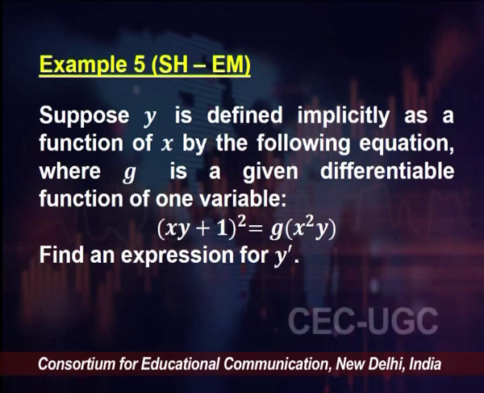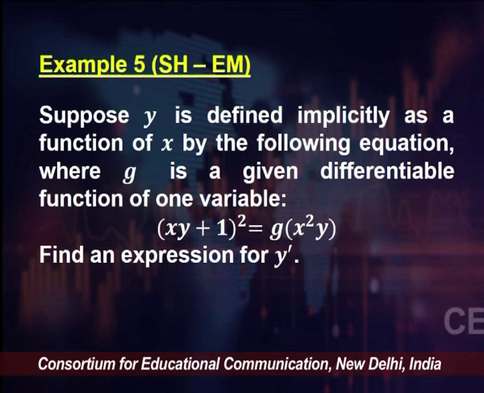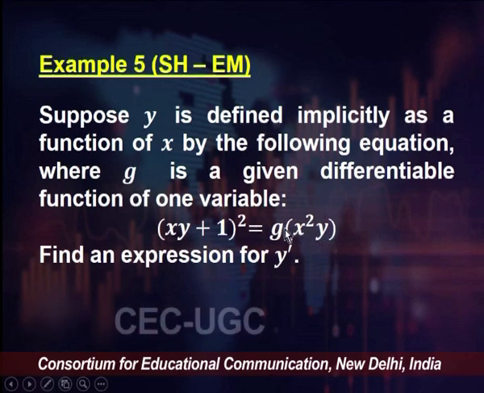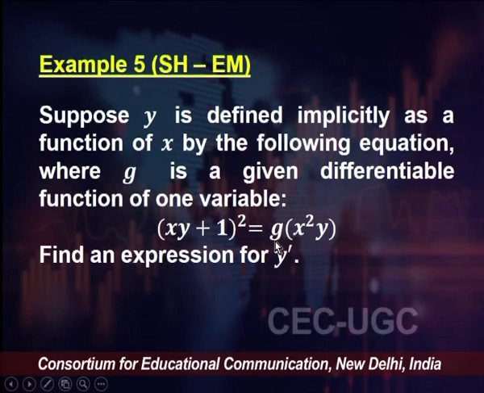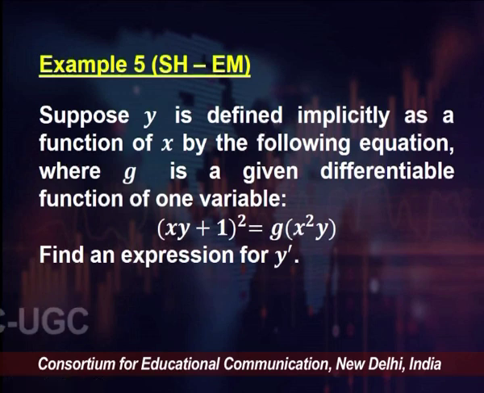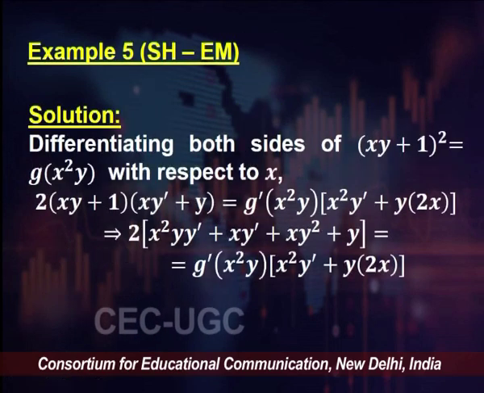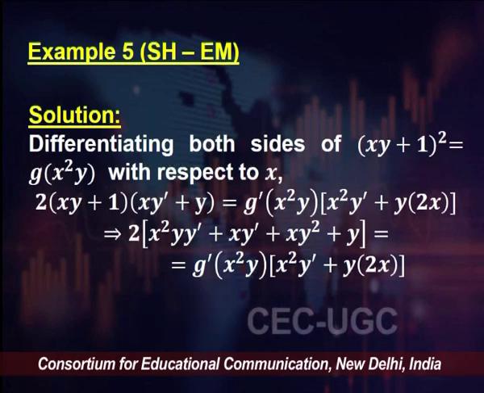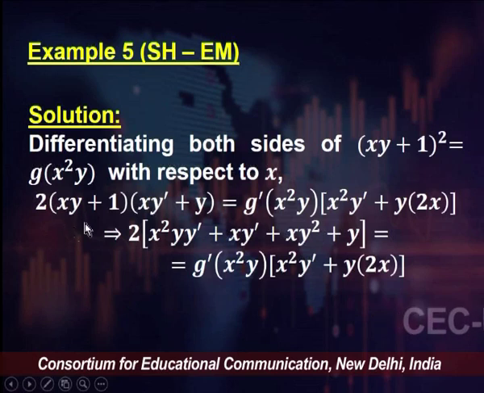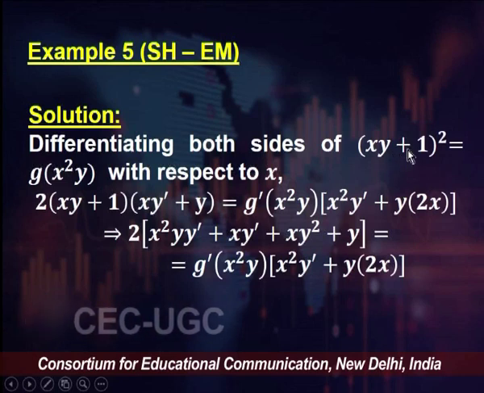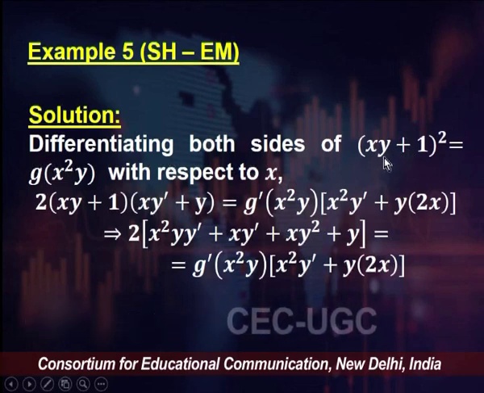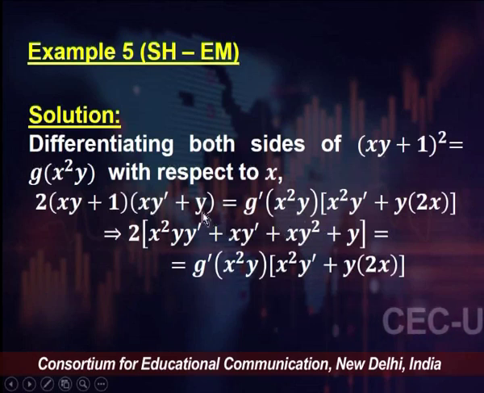g is a function, and because y itself is a function of x, it is defined implicitly as a function of x. So, the g function will eventually become a function of x only. So, again the question is, find an expression for y prime or dy by dx. So, when we differentiate both sides of this equation with respect to x, we get 2 times (xy plus 1) times the derivative of this expression in brackets. So, x times dy by dx plus y times the derivative of x, which is 1. So, that is what you have on the left hand side.